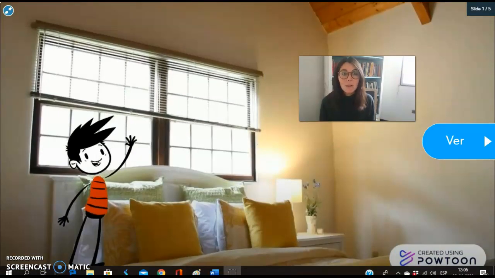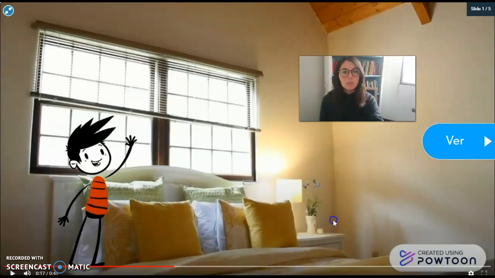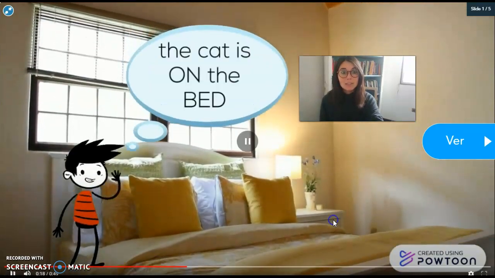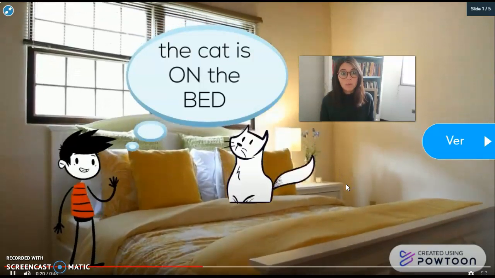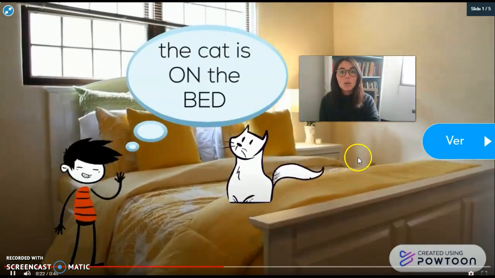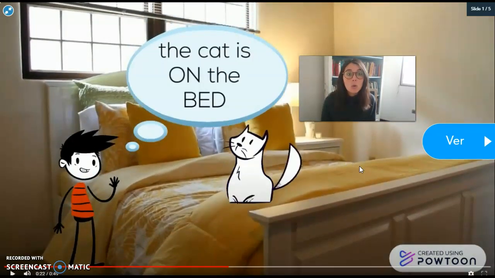We have a bed, a window, a lamp on a table, and some flowers. What part of the house is it? It's the bedroom. So the boy says the cat is on the bed. What cat? Let's see. Oh, that cat. So the cat is on the bed, on the yellow bed, right? Good.